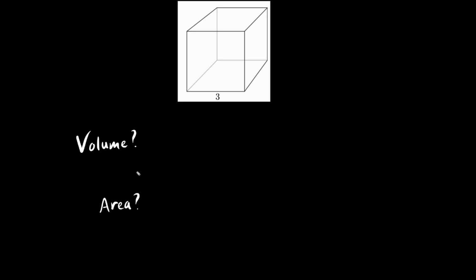The volume of a box is length times width times height. Here we have a cube, so we have 3 by 3 by 3. So the volume is 3 times 3 times 3, which is 27 units cubed.